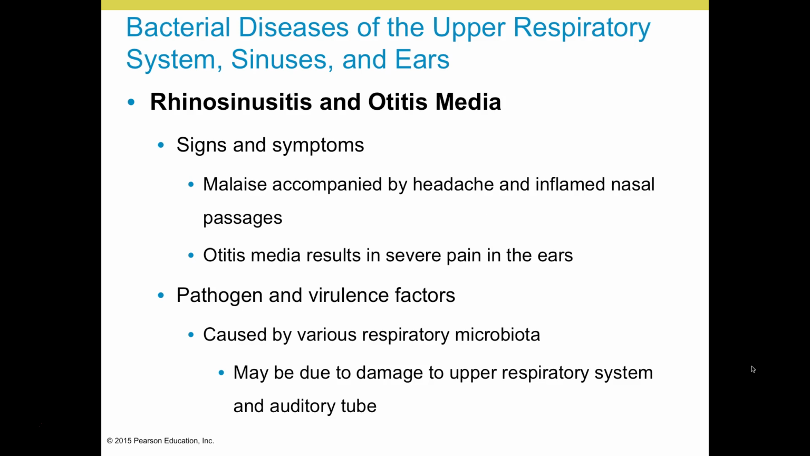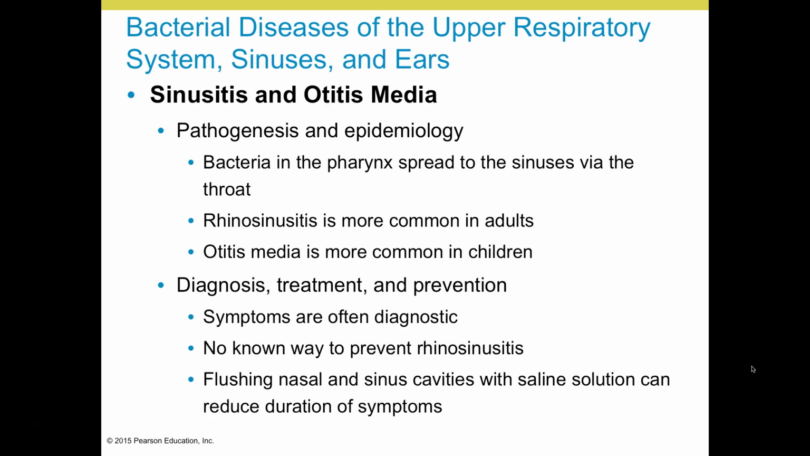Bacterial disease of the upper respiratory system, rhinosinusitis and otitis. What are the signs? Well, again, malaise, headache, and your nasal passage is very inflamed. The otitis media, which is in your ear, has severe pain. The pathogenesis and the epidemiology: the bacteria in the pharynx spread to your sinuses via the throat. The rhinosinusitis is more in adults, but the otitis is more in the children. Saline solution helps us to get rid of these symptoms.